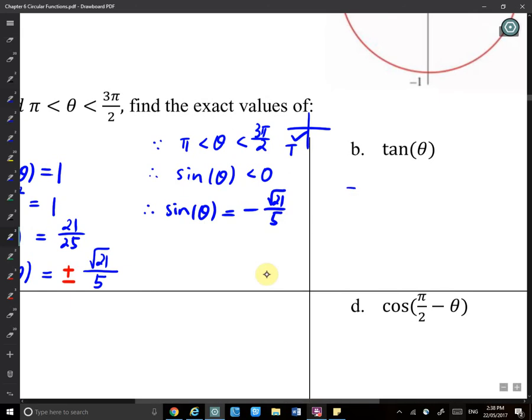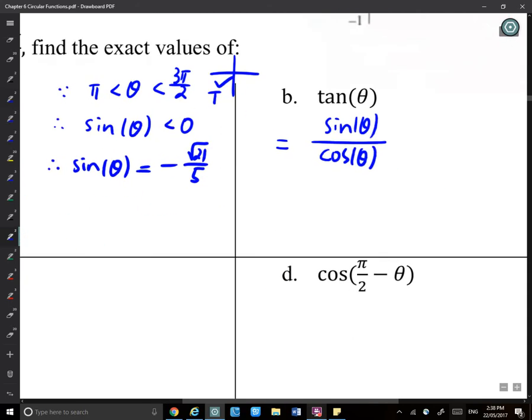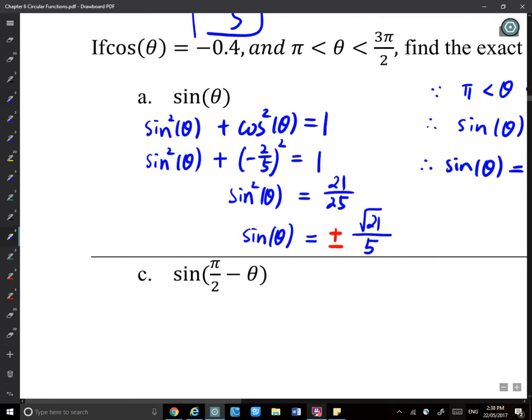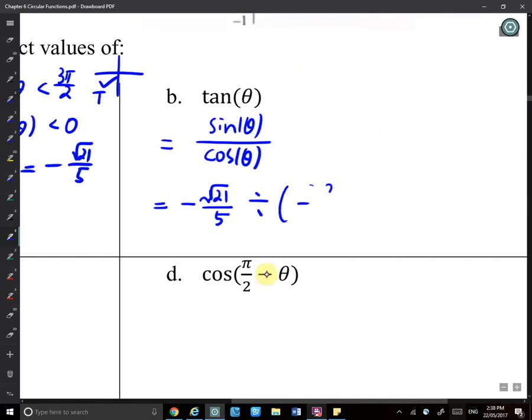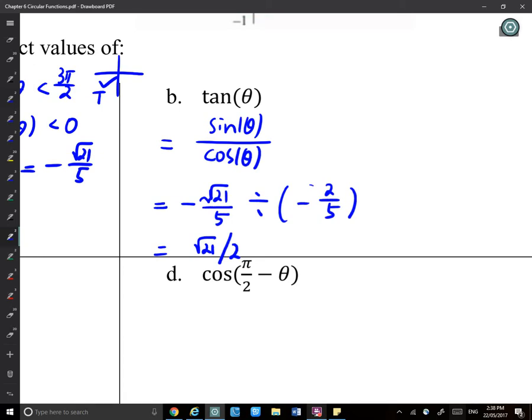Okay, next one is tangent theta. At any time, tangent theta equals sine theta over cos theta. Sine theta is negative root 21 over 5 divided by cosine theta, which is negative 2 over 5. That equals root 21 over 2. Tangent should be positive because it's in the third quadrant, and tangent should be a positive value.